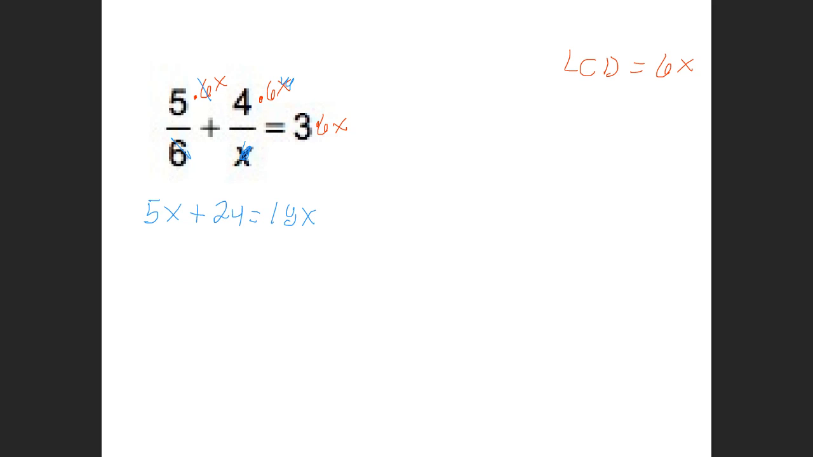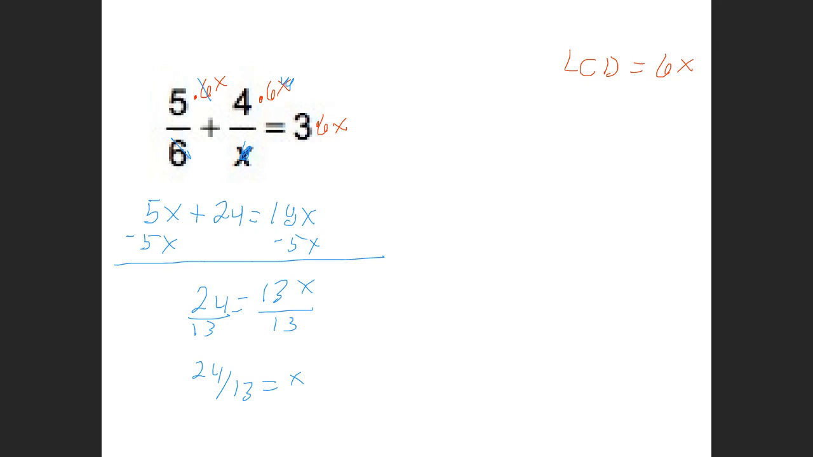All right, so now I'm going to subtract 5x from both sides. I'm just going to solve this just like a regular linear equation. So 24 is equal to 13x. Divide through by 13 here, and I end up with 24 over 13 is equal to x. Now, I could plug it back in here and check my answer, but I'll let you guys worry about checking the answers.